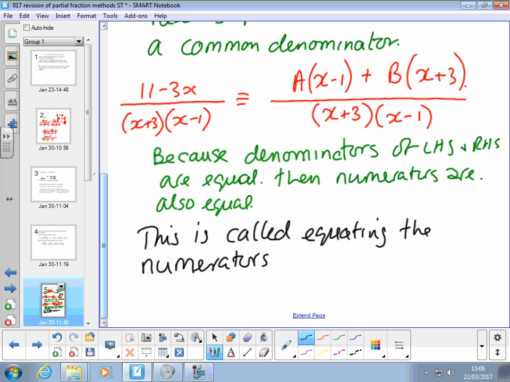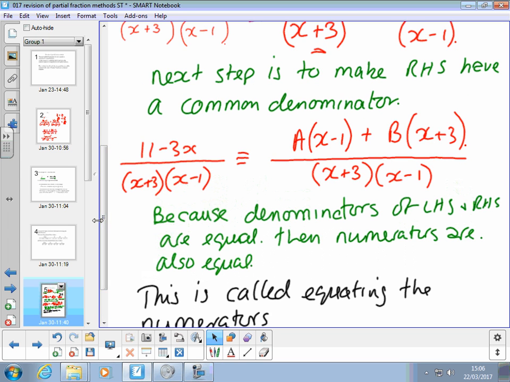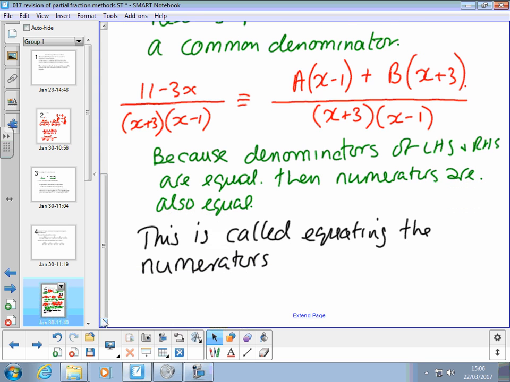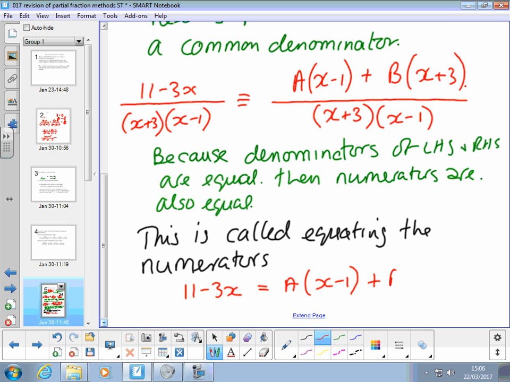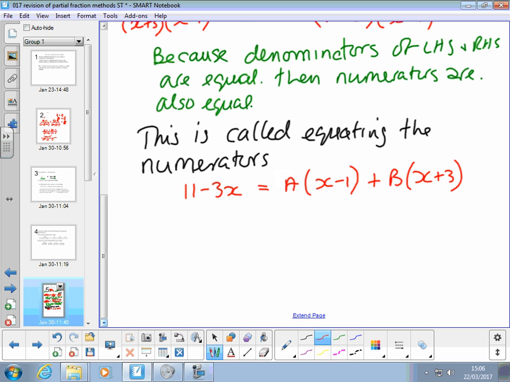It has to be true that if the two denominators are equal, then the two numerators must also be equal. So what we're saying is that 11 minus 3x is equal to a times x minus 1 plus b times x plus 3. All okay? Yeah. Anyone remember how we can eliminate one of the variables on the right hand side, either a or b?